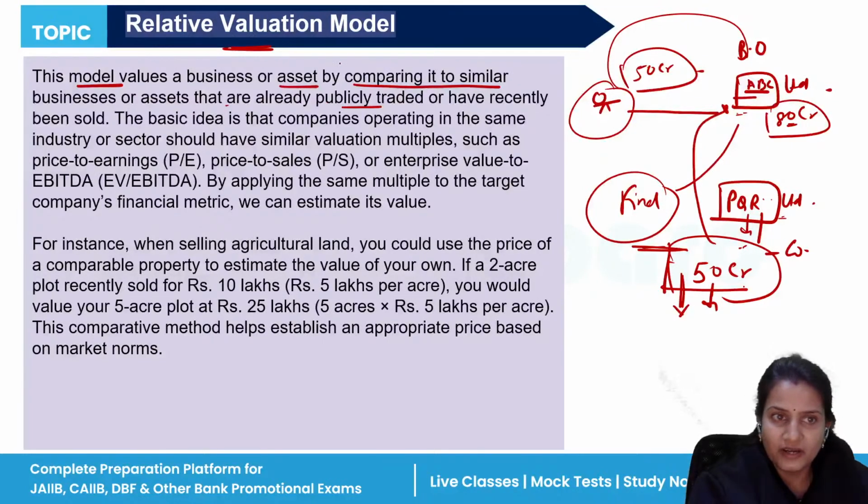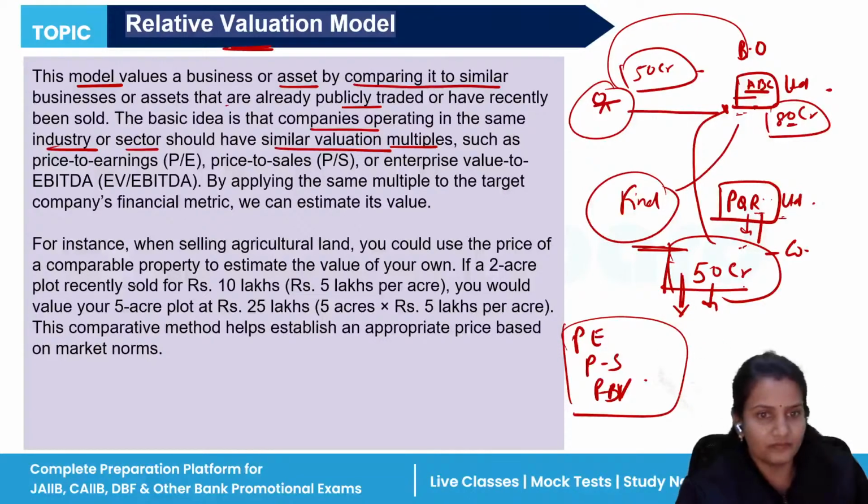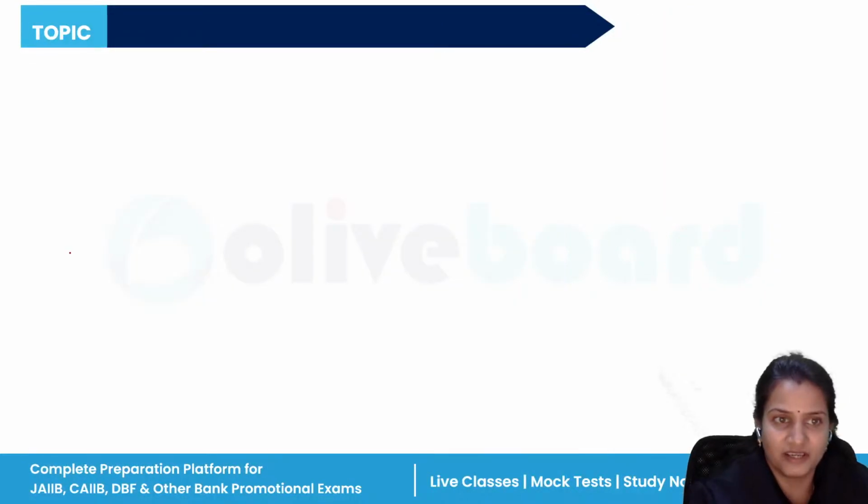We compare with companies that are already publicly traded. The basic idea is that companies operating in the same industrial sector should have similar valuation multiples. So definitely these two businesses have similar valuation multiples, either price to earning, price to sales, or price to book value. Everything, the multiples, will be the same. Now, for example, when selling agricultural land, you could use the price of a comparable property to estimate the value of your own. Let's take an example.